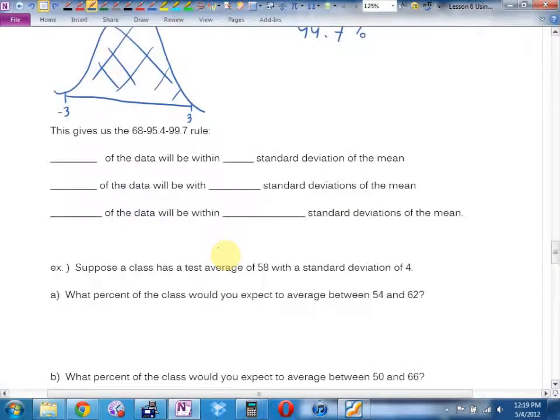So the 68, 95, 99.7 rule: 68% of the data will be within 1 standard deviation of the mean. 95.4% of the data will be within 2 standard deviations of the mean. 99.7% of the data will be within 3 standard deviations of the mean. Do you need to memorize that? Did I just show you how you could figure that out really quickly on your graphing calculator if I ever asked you a question about it? Lower, upper. So do you have to memorize it, Kayla? No.